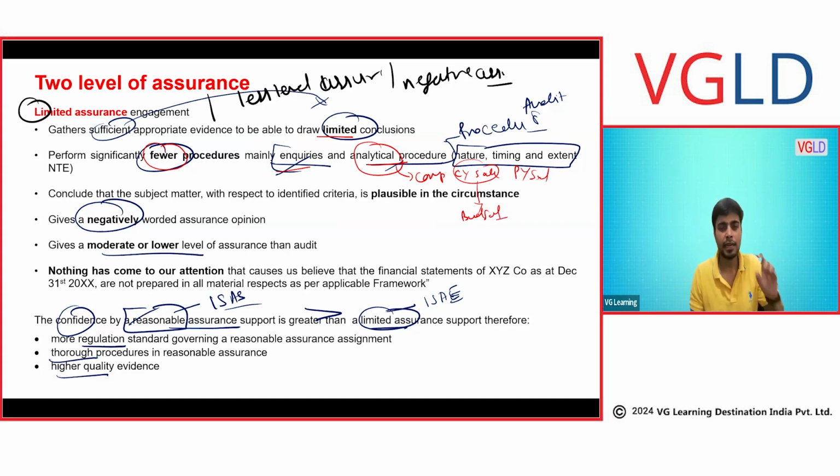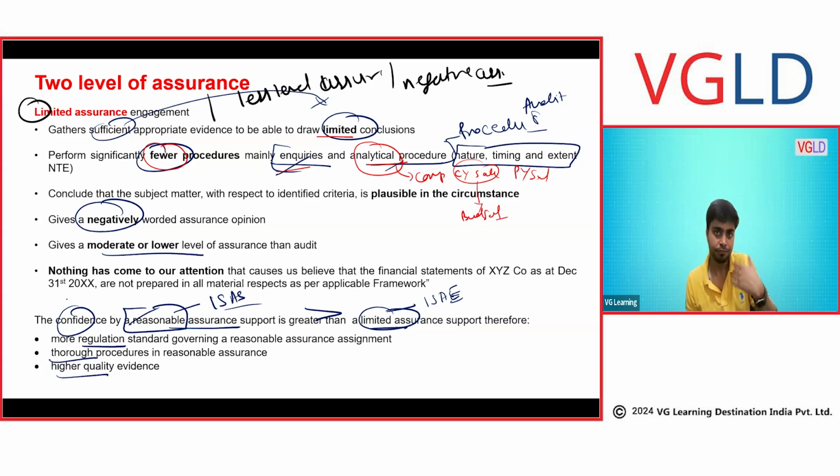So we try to see any difference here. Okay. We mainly inquire the nature, timing and extent. Basically, the amount of procedure we do is very, very limited. So it's basically finding any negative point in the organization. That's why it's called a limited or negative assurance.